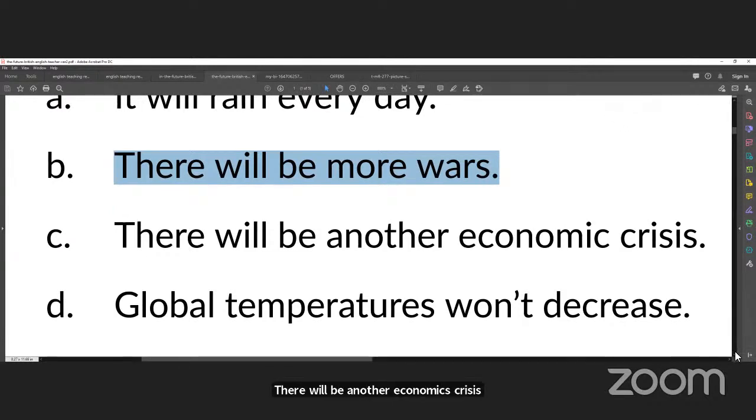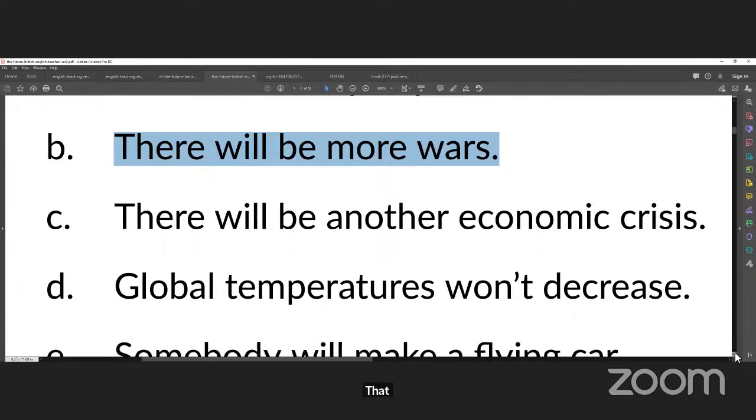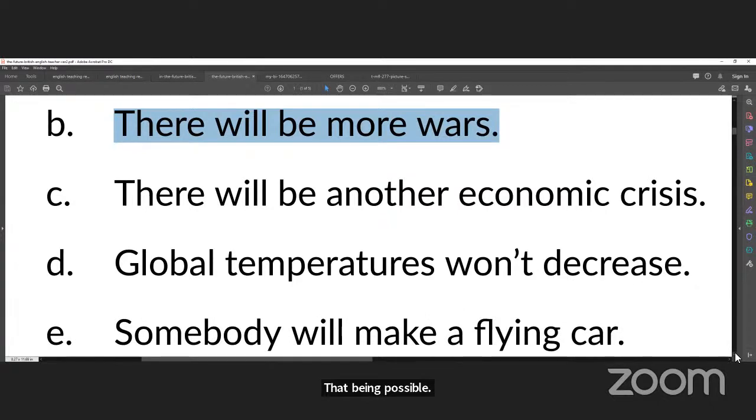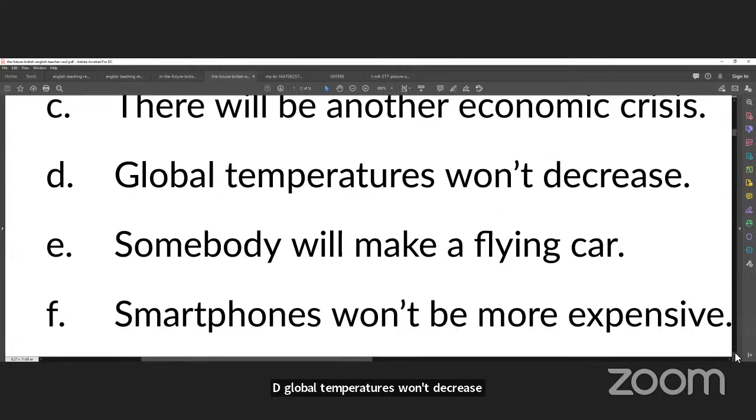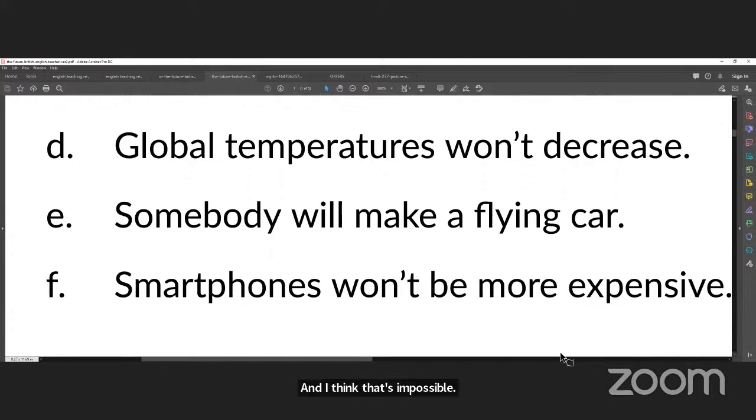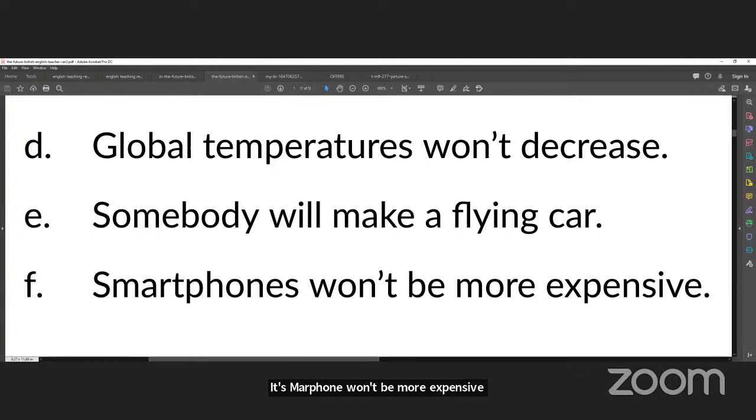I think that's possible. D. Global temperatures won't decrease. I think that's possible. Somebody will make a flying car. I think that's impossible. A smartphone won't be more expensive. I think that's possible. Okay, thank you very much. I'm going to pick up another student. Natalia, thank you. Let's practice with you. Letter F. Smartphones won't be more expensive. I think it's impossible. Somebody will make a flying car.